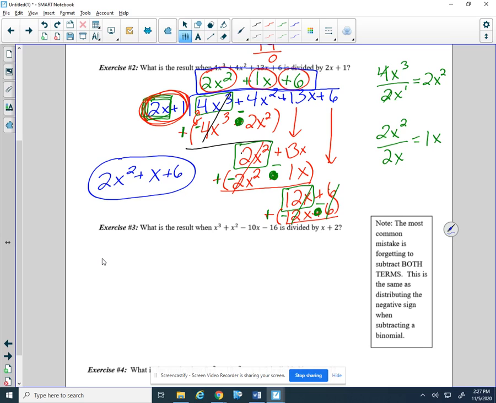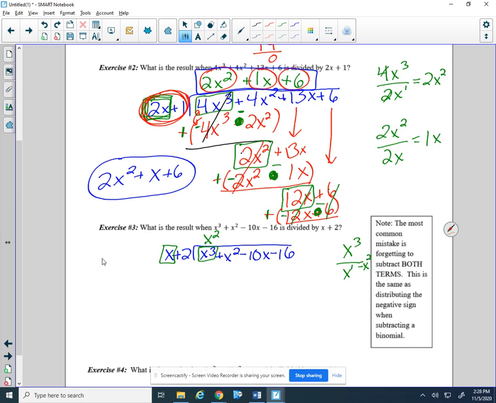What is the result when x cubed plus x squared minus 10x minus 16 is divided by x plus 2? So I'm going to write the problem out. Okay, and I see that now we're going to say how many times does 1x go into 1x cubed. So if I wanted to divide those out, that would give me x squared, because 3 minus 1 is 2. So I would write my x squared up here.